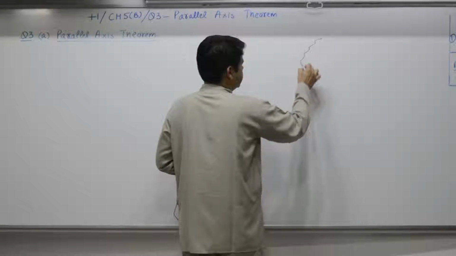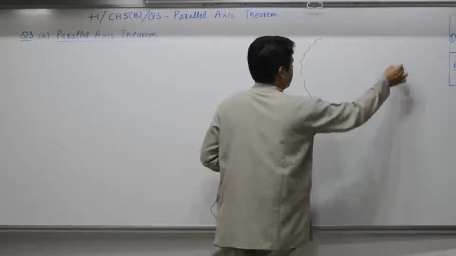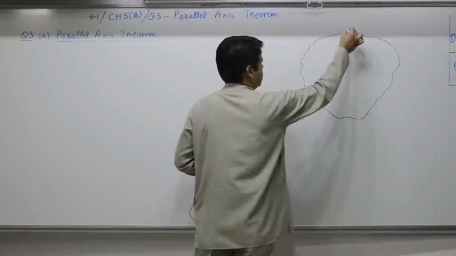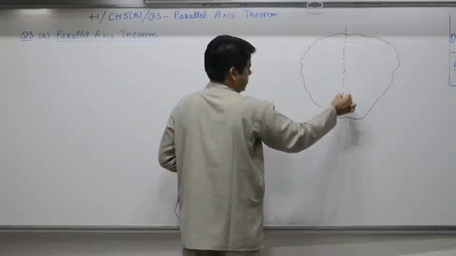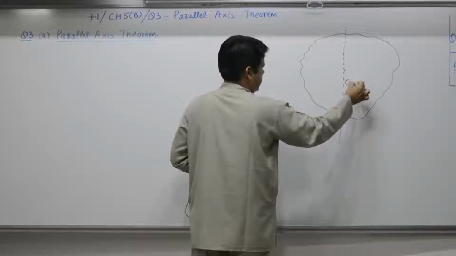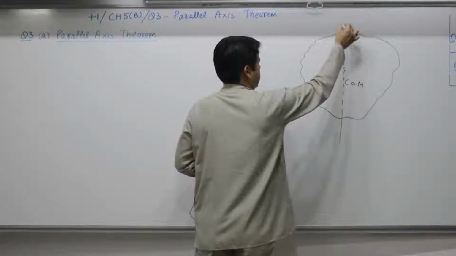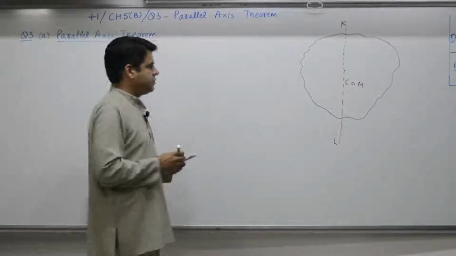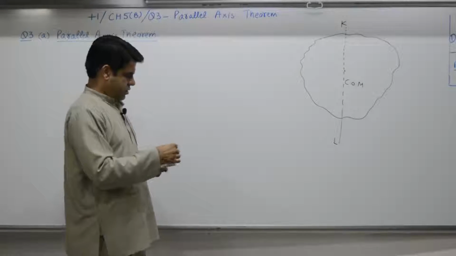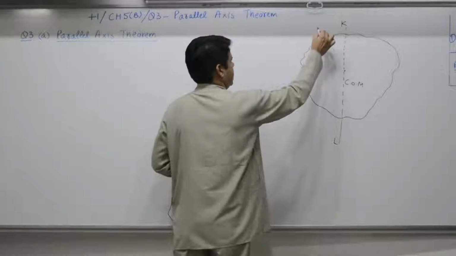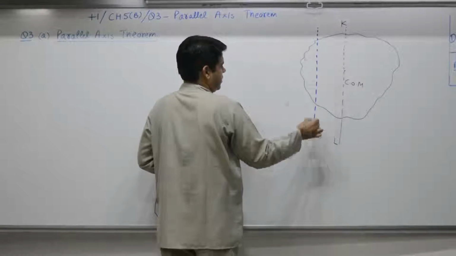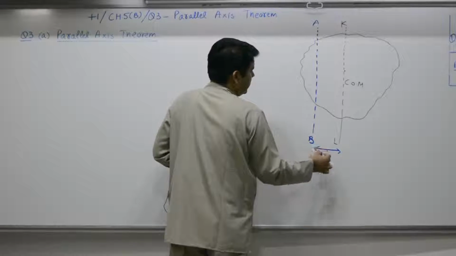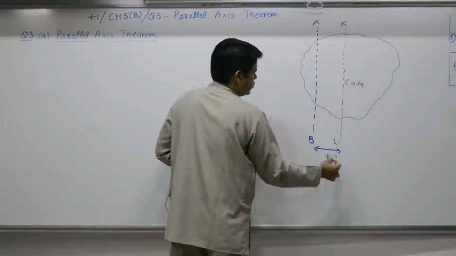if there is any object, and one axis passes through its center of mass. This is the center of mass, and axis KL passes through the center of mass. Any axis, randomly any axis, AB. The distance between AB and KL is h.